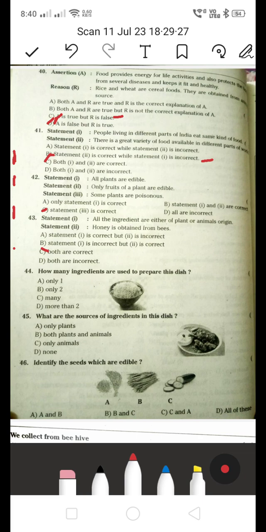How many ingredients are used to prepare this dish? Only 1, only 2, many or more than 2? Which is the right answer? Its answer is... How many ingredients are used to prepare this dish?